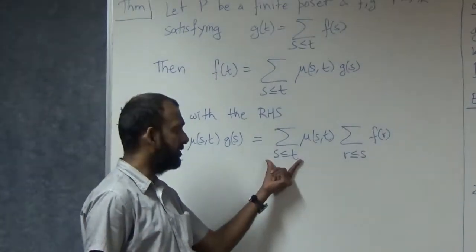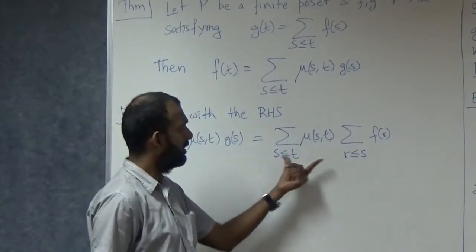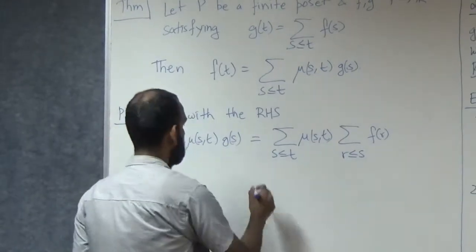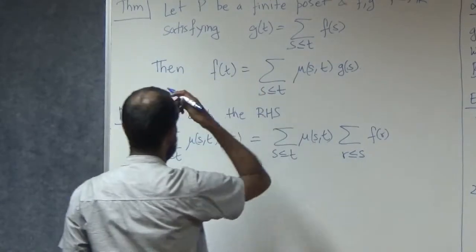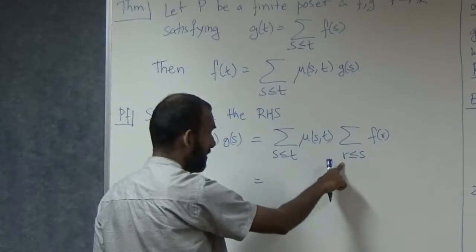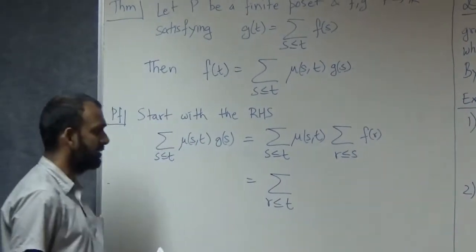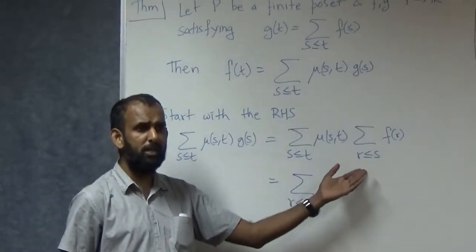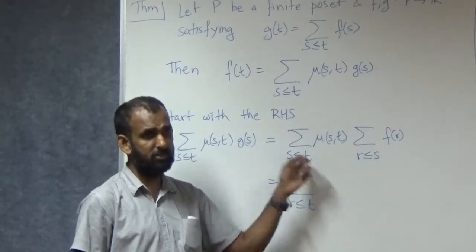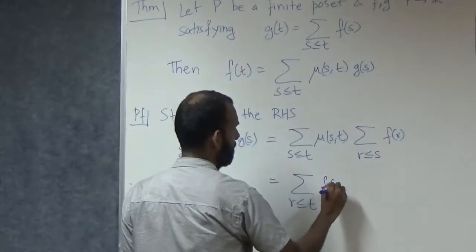Okay, so here I have a sum over s, for s less than or equal to t. Here I have a sum over r less than or equal to s. I'm going to interchange the sums. So this is for a fixed t. Remember, the sum here is over s, and here the sum is over r. So now I'll first go over all r less than or equal to t. r has to be less than or equal to t by transitivity of the order relation: r is less than or equal to s, s is less than or equal to t, so r is less than or equal to t. Then I have f(r).